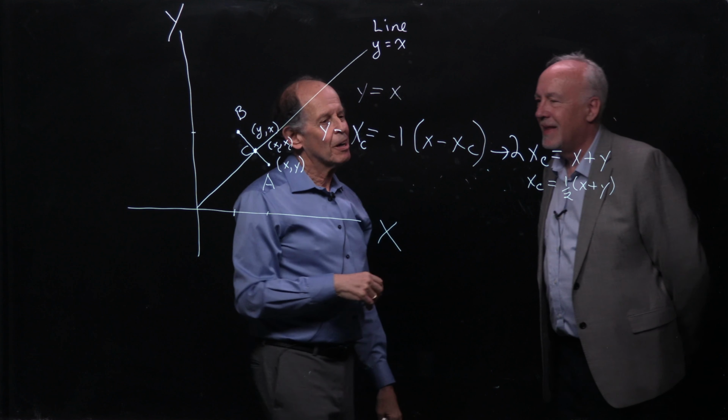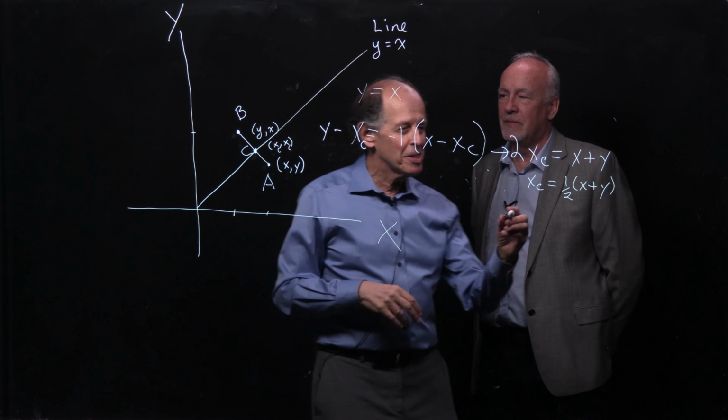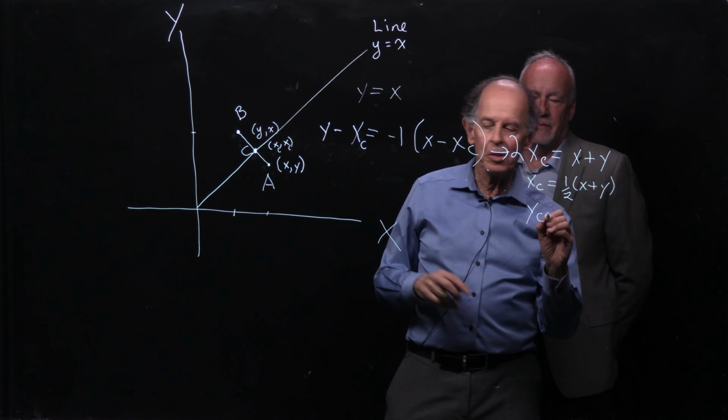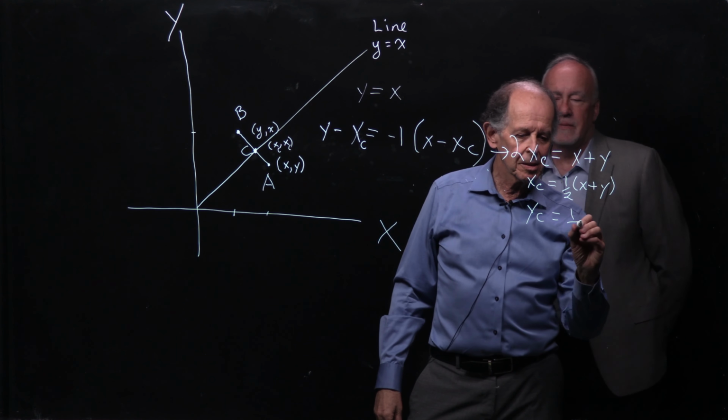Now, without doing all the algebra, since we have symmetry here, we can write what yc has to be, just knowing we're sitting on the line where they're equal, we get this.